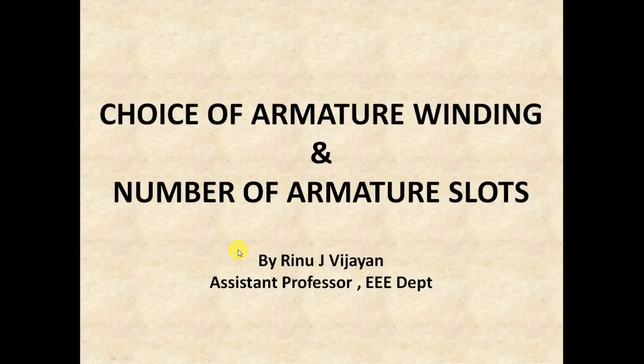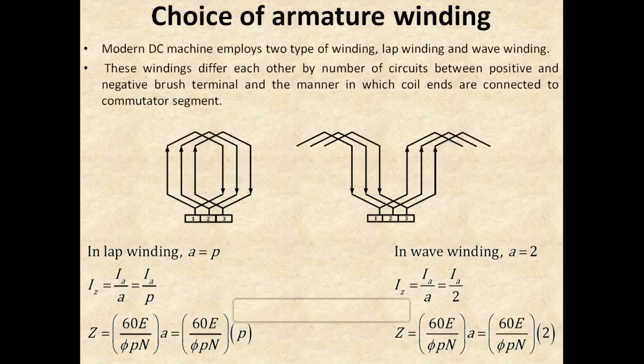Good morning all. Today we are going to handle the topic armature design in DC machines. Armature design mainly consists of two topics. One is choice of armature winding and the other one is number of armature slots. We are going to see each one of them in detail. We will start with the choice of armature winding.